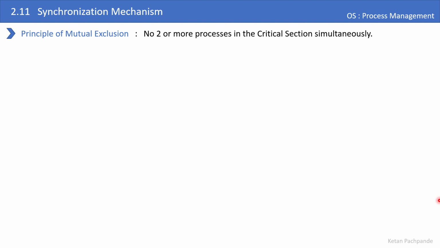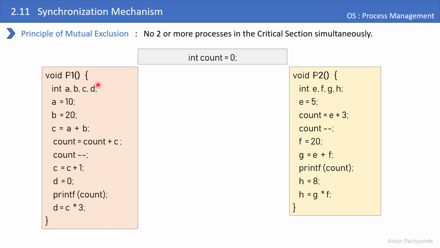Let's talk about the principle of mutual exclusion. Let me take these two programs, P1 and P2, and a shared variable count. A, B, C, D are the local variables of P1. So the first operation is A equals 10. This execution is on a local variable. That's why we don't have to call this a critical section statement, or think about a race condition in modifying or accessing the value of A, because A is a local variable.